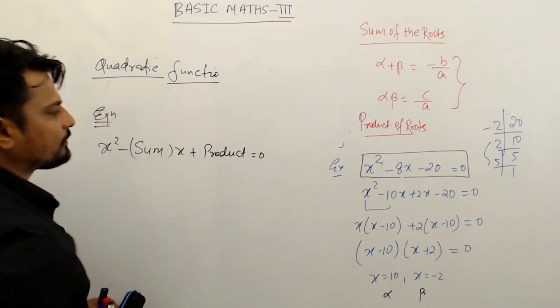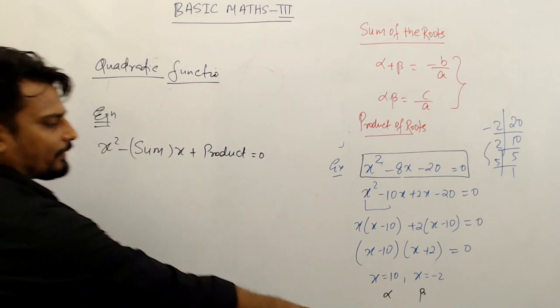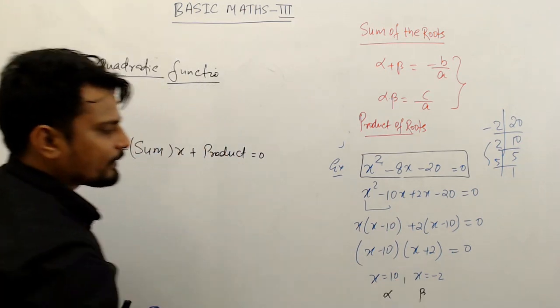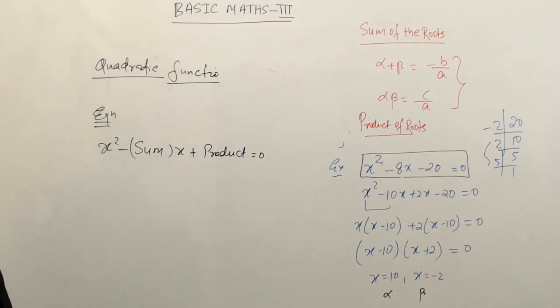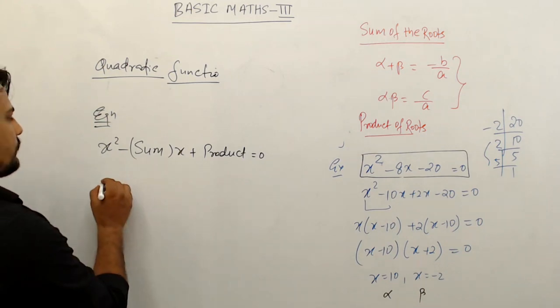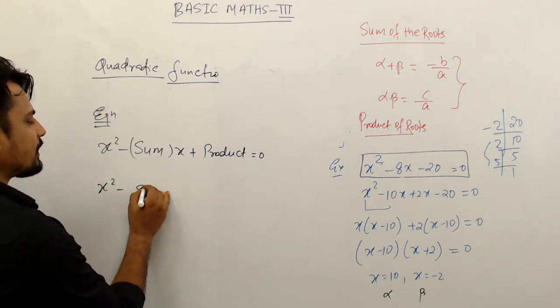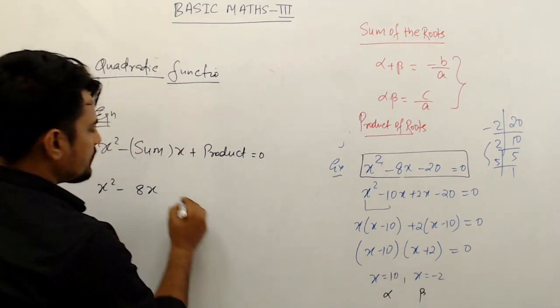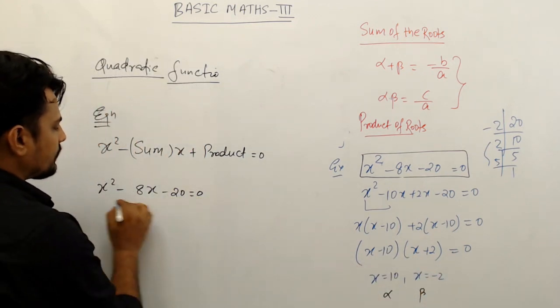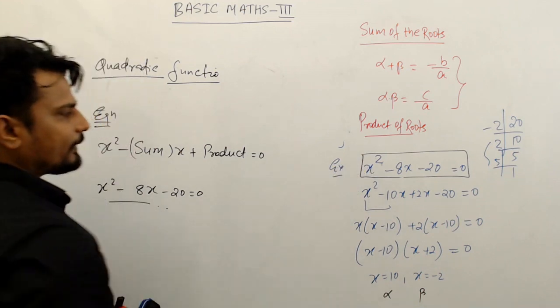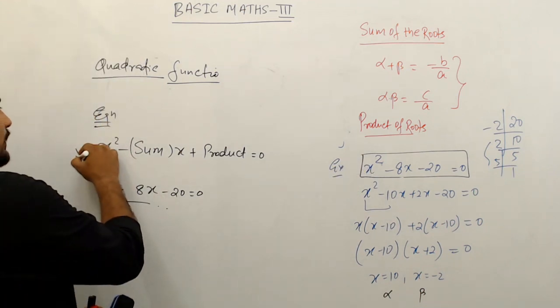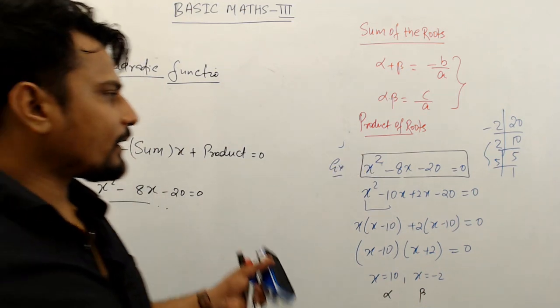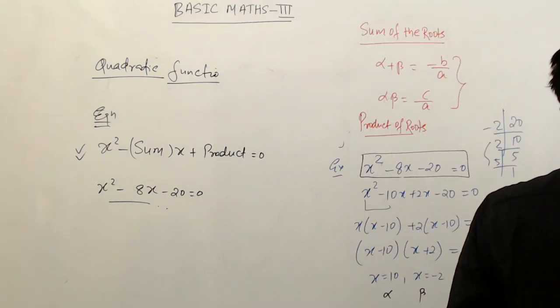equals 0. Over here, if I add these two, how much am I going to get? A positive 8. So we have x square minus positive 8 times x, and the product 10 times minus 2 is negative 20. That's equal to 0. See, isn't this equal to that? So this is the standard way of reconstructing the equation of which the roots are given to you.